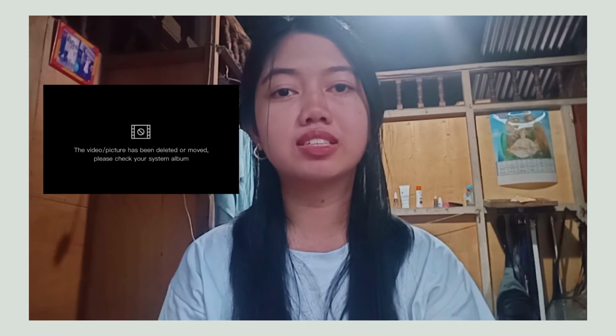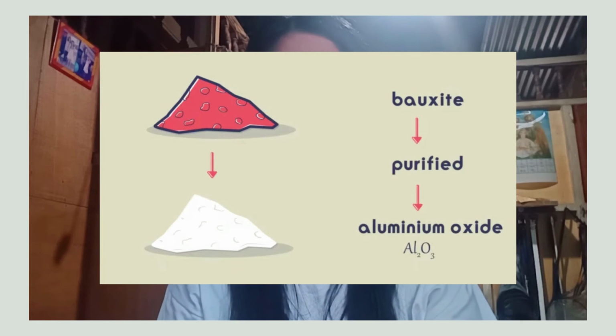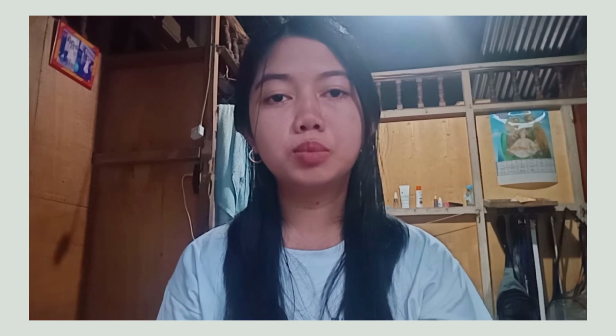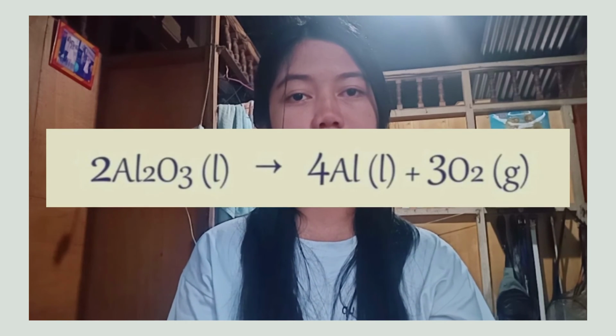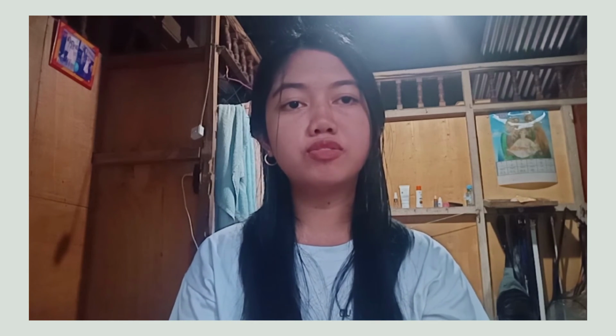The production of aluminum. Aluminum is the most abundant metal on Earth. However, it is expensive because it requires a high amount of electricity to be extracted. The aluminum ore is called bauxite. Bauxite is then purified to produce aluminum oxide, a white powder. Then, the aluminum is extracted from aluminum oxide. The setup will look like this. Then, the process of electrolysis will take place. Here is the overall reaction.